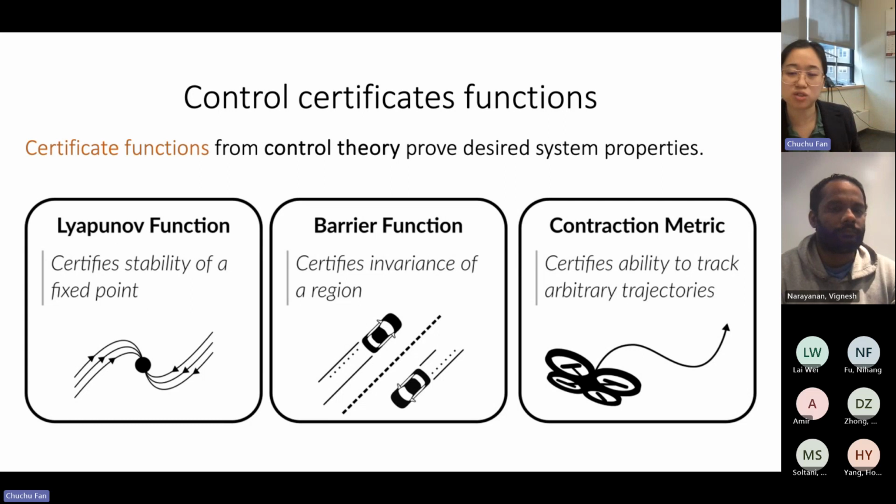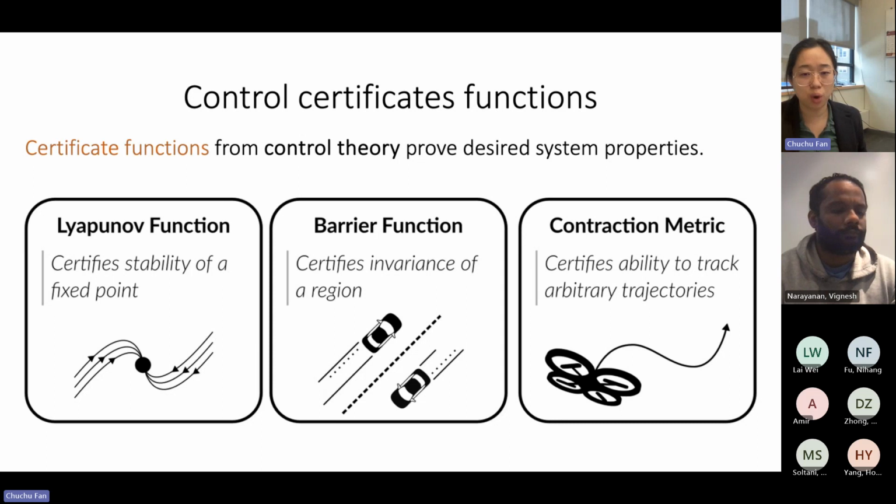And the right-hand side is a contraction metric. A contraction metric is a differentiable version of the Lyapunov function, but with that you can track dynamic trajectories instead of just the equilibrium points like the Lyapunov function. So these functions already exist. And for many years, there have been so many people working on finding these functions with different types of approaches.